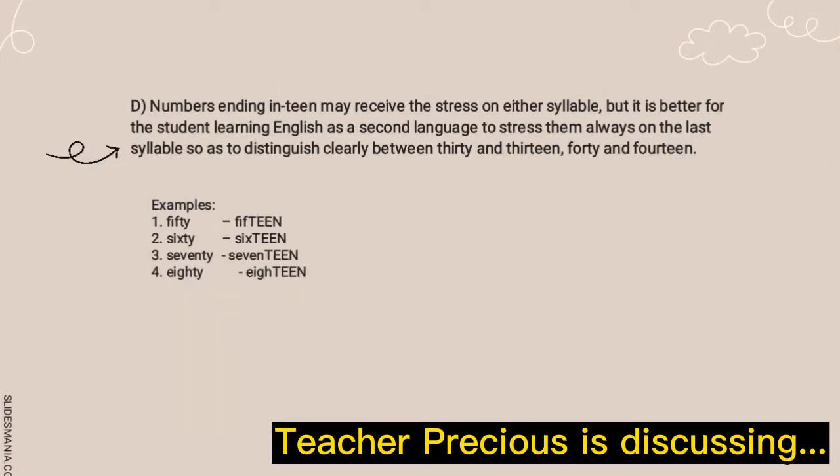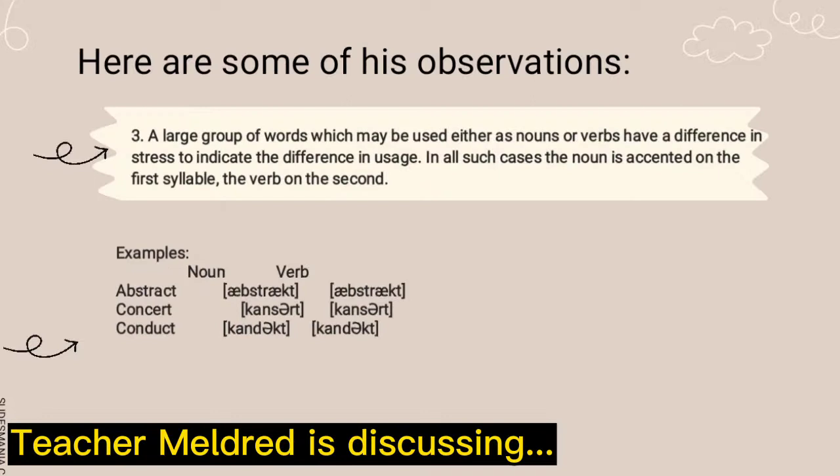Letter D. Numbers ending in teen may receive the stress on either syllable, but it is better for the student learning English as a second language to stress them always on the last syllable so as to distinguish clearly between 30 and 13, 40 and 14. Examples: 50, 15, 60, 16, 70, 17, 80, 18.